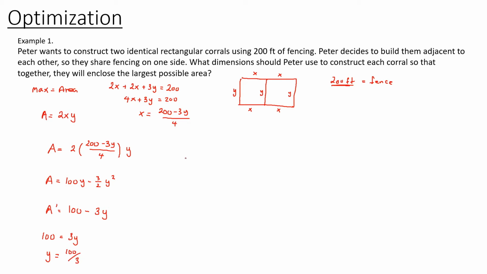Now let's think about any restriction in terms of domain. Because again, our goal is to figure out the largest possible, which means it has to be an absolute extrema. Since we're dealing with fencing, we're dealing with length. Therefore, our y value, which is the length of a fence, has to be greater than 0.